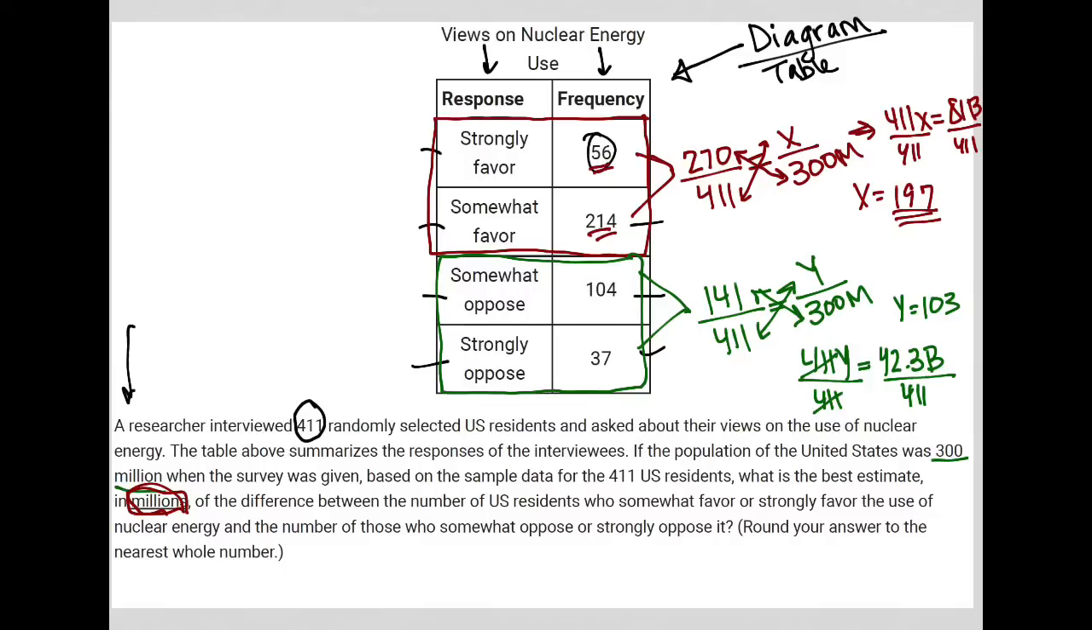I get like 102,919,000, right? So we're rounding. It does say that, right? Round your answer to the nearest whole number. So then I'm just looking for the difference between x and y, right? So 197, just write it over here. 197 minus 103 is 94. So our answer is 94.